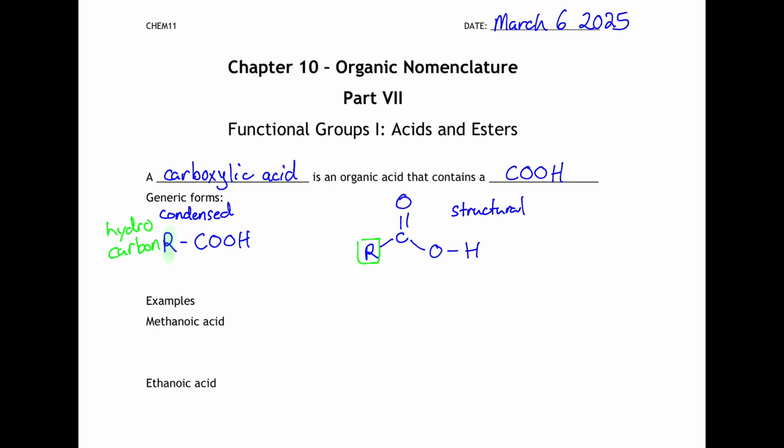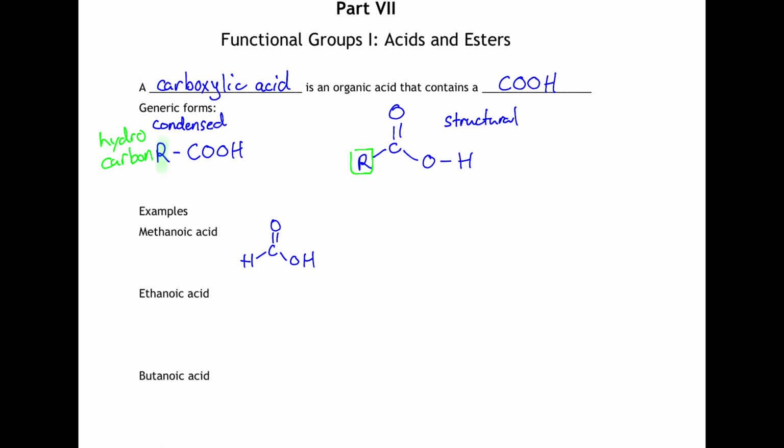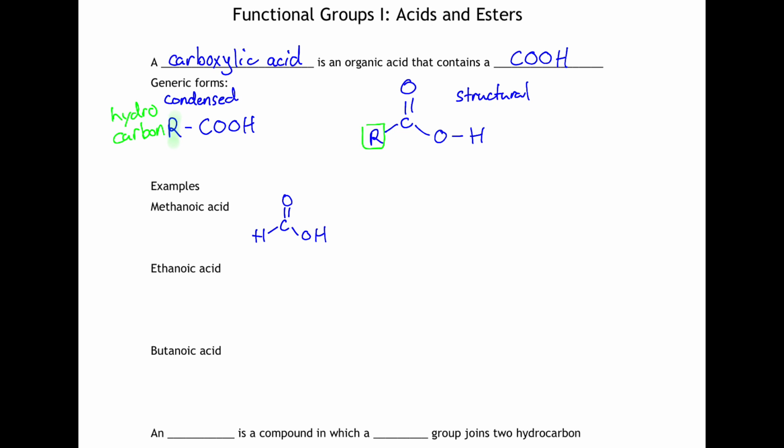So the methanoic acid, how many carbons do you think it might have? One carbon for methanoic acid. So I'm going to draw it like this: HCOH, double bonded to O. That's methanoic acid. It has a common name, often called formic acid. Don't worry, we don't need to remember that name. That's just for informational purposes. You will call it methanoic acid because it has one carbon in it.